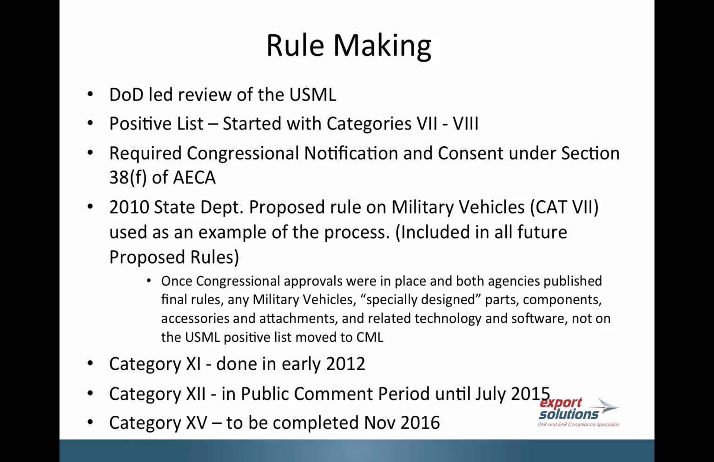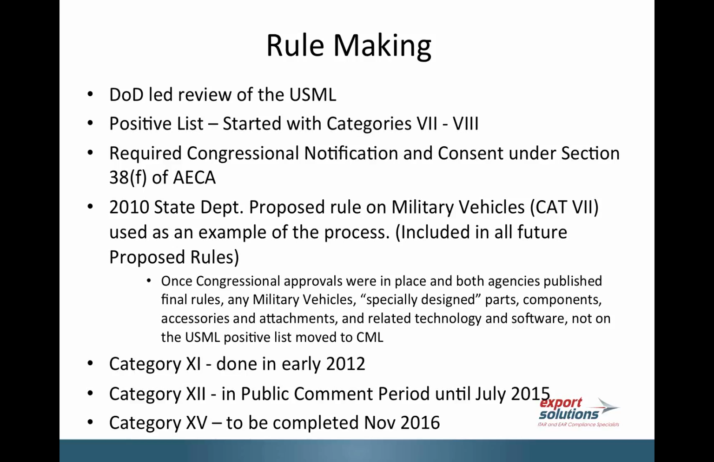Okay, in 2010, the State Department proposed what the rules were going to be for military vehicles, Category 7, and that those changes and how that was going to be handled was going to be used as the framework or example of how the process is going to go for all future proposed rules. I guess they felt that the difference between ground vehicles, military vehicles, between tanks and armored cars and Humvees and unarmored vehicles, whatever, was much more clear and distinct in that category. So that's why they went with that. They figured it would be cleaner, easier to do, and harder to make mistakes, and then they would build on that.